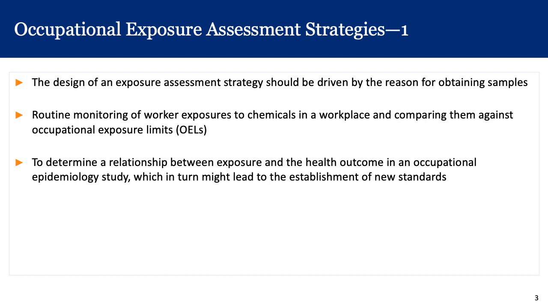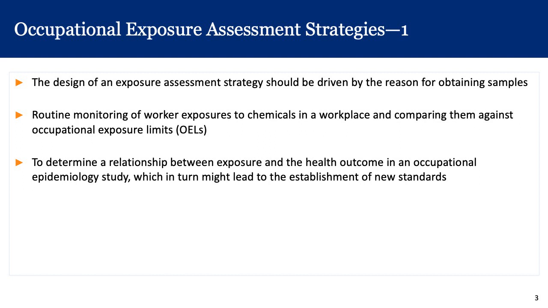There are two main purposes that we can think of. The first one is the routine monitoring of workers' exposures to chemicals in a workplace and comparing them to an occupational exposure limit. This is what I would call risk management. The whole idea is to obtain measurements to assess where the workers under the industrial hygienist's care are with respect to the exposure limit, and then the industrial hygienist can take the appropriate risk management measures.